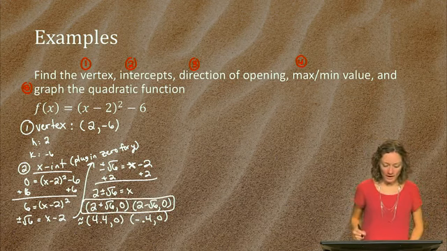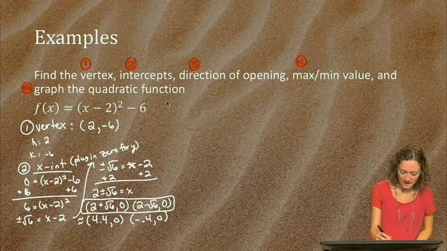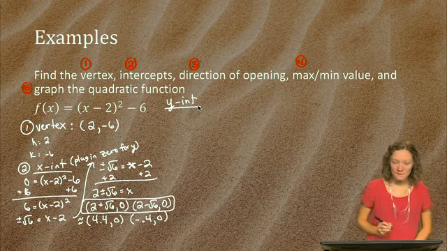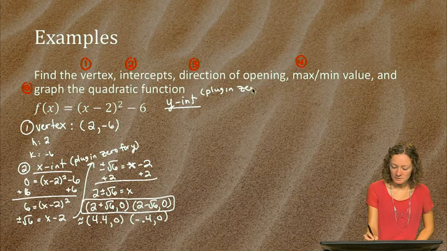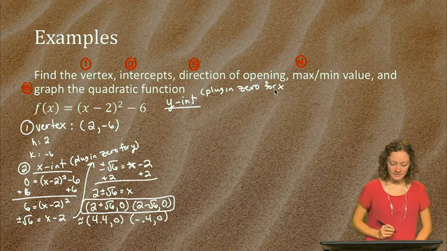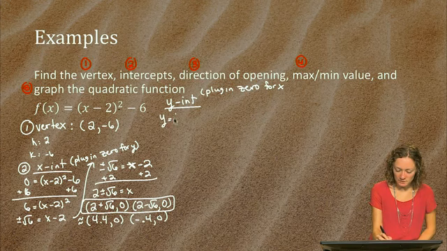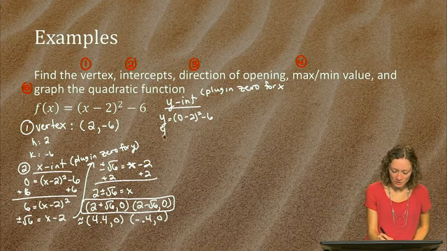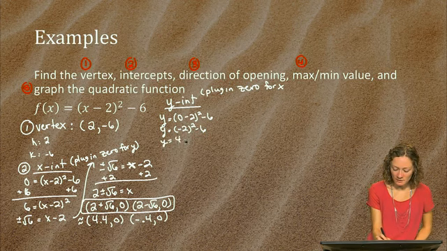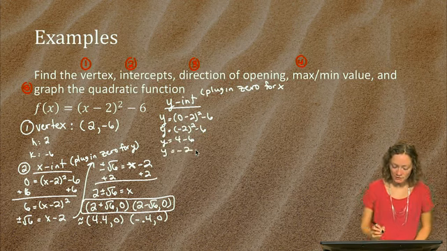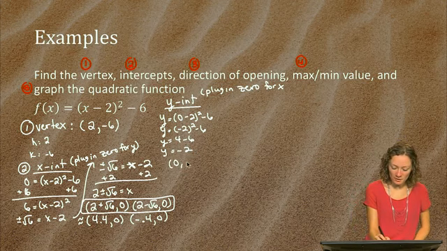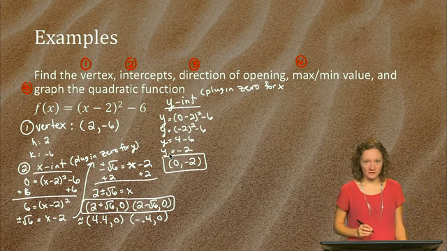We now also need the y-intercepts. This is the continuation of this second piece. For y-intercepts, we plug in 0 for x. So we have y equals 0 minus 2, quantity squared, minus 6. 0 minus 2, -2. -2 squared, 4. 4 minus 6, -2. This, as an ordered pair, would be 0, -2. Those are all the intercepts.